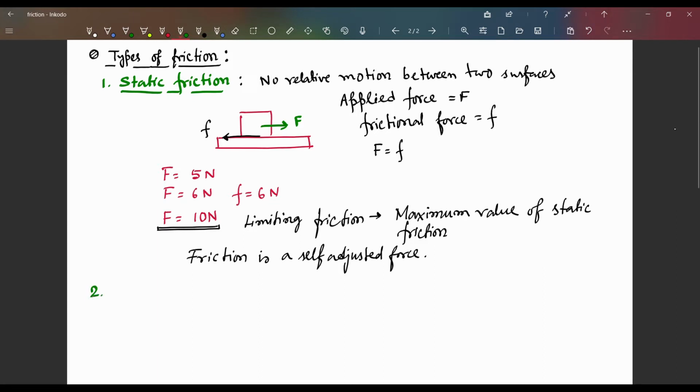Second one is kinetic friction. Whenever a force is applied on a body and there is a relative velocity between the body and the surface, then the frictional force that exists here is known as kinetic friction. So for kinetic friction, there is a relative velocity.